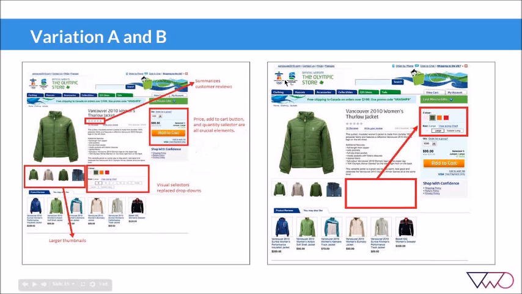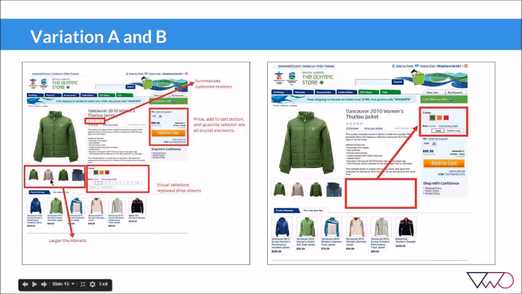Here is the variation A and B. That is, when they ran this test, they had control, that is the original, followed by what they called variation A, that is the second and the third version, which is what they called variation B. So if you'll see, they shifted the customer reviews widget up on top, right under the title of the product. Price, add to cart button, and quantity selector, all crucial elements are added on the right.